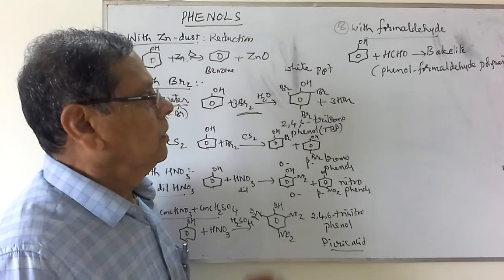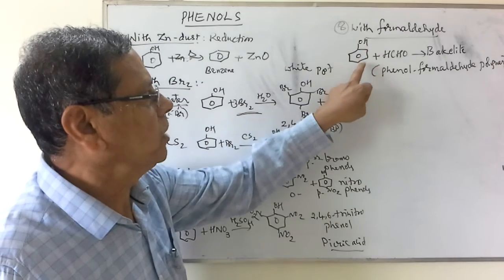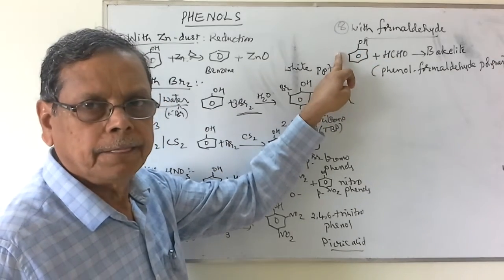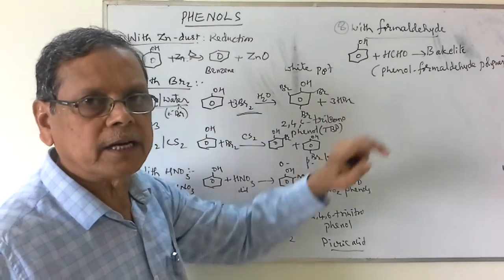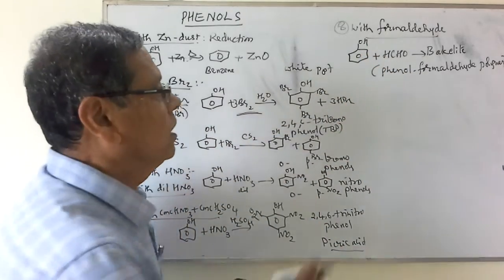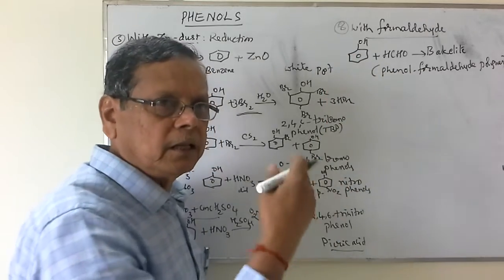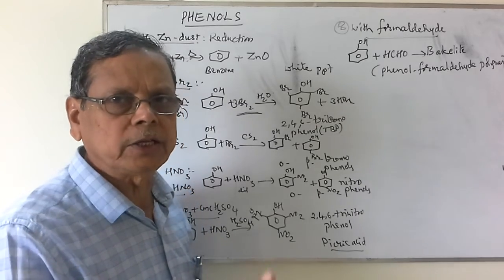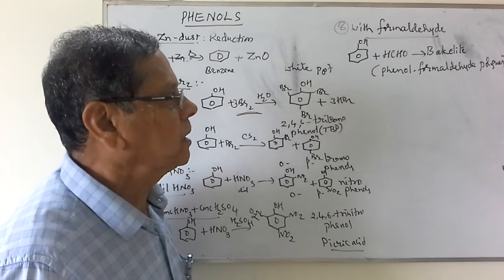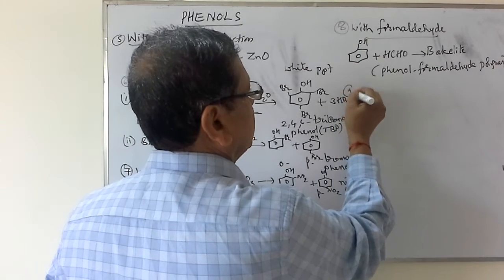Actually, formaldehyde will undergo substitution in the ortho as well as para positions. This CH2OH group, called the methylol group, will undergo substitution in the ortho and para positions. Such groups will further undergo dehydration reactions to give rise to a three-dimensional polymer called bakelite. The next one is with concentrated H2SO4.